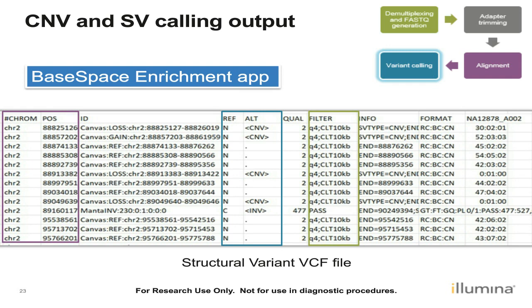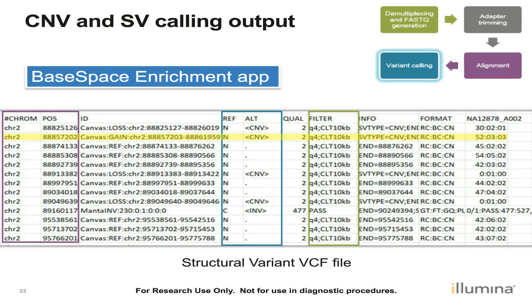So if we take a look at this variant here, we can see that Canvas in the ID is calling it as a gain. And again, if you'll remember, Canvas was our CNV caller for the base-based enrichment app. The alt is being shown as CNV. So rather than having a base and then a different base, because it's a larger region of multiple bases, it's reported here as a CNV as the alt.